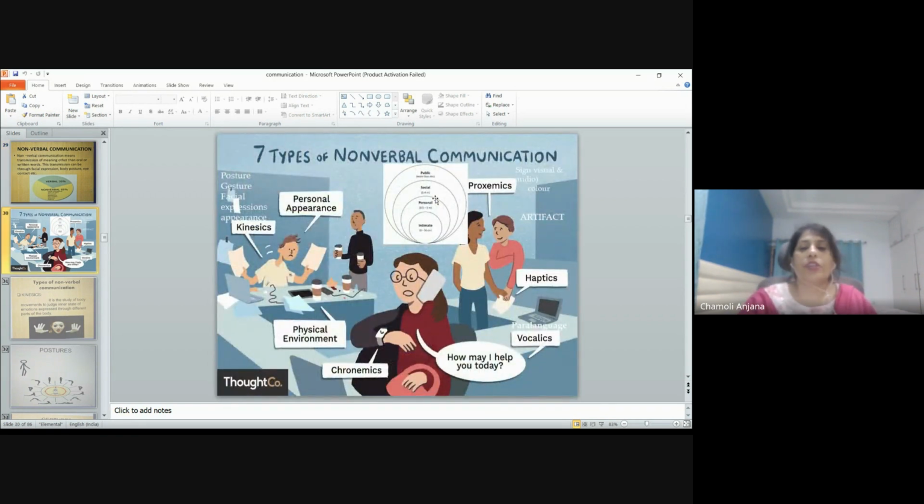So these are the different types of non-verbal communication. You have something called kinesics. Kinesics deals with body language. Basically, it is how we use the parts of the body to communicate to others, like the posture, as I was telling you, the way we sit, the way we stand, and when we are standing, whether we are folding our hands.